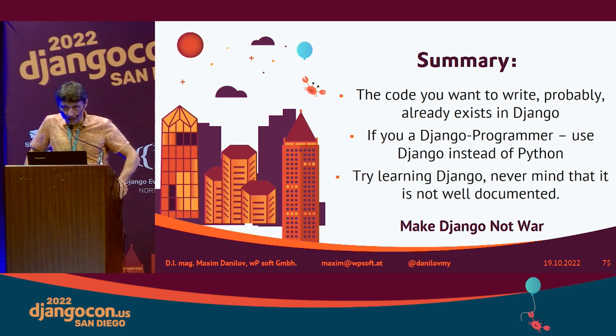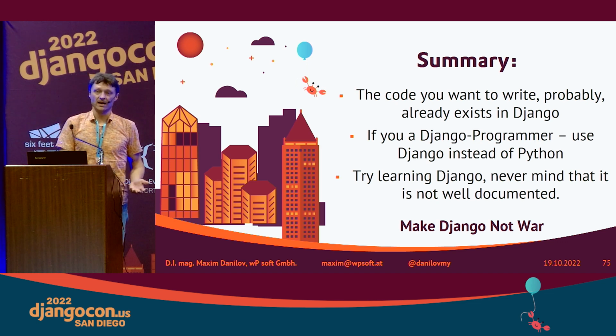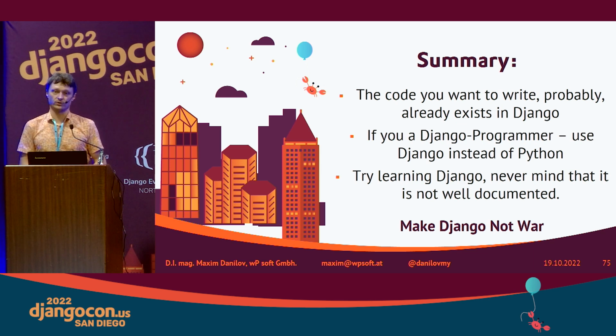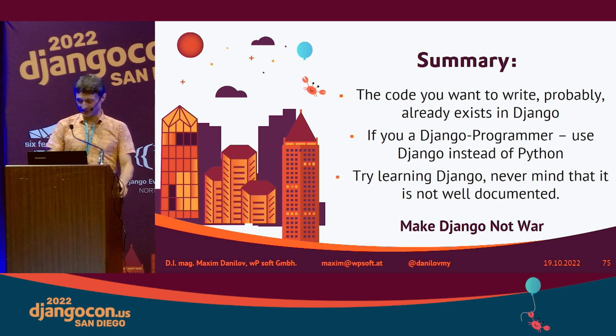Like a summary of my talk for today, I did not cover many things which I collected in the last 8 years in my work, but here is the summary. The code which you want to write probably already exists in Django. And if you think you are a Django programmer, please try to use Django instead of Python. We have too much Python and too little Django in our projects. I'm so sorry about it.